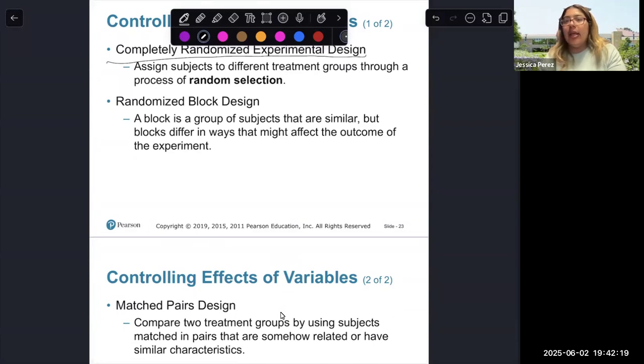So for example, we can be talking about a particular block of people that have diabetes, or people that have high blood pressure, but some have different ages or things of that nature. So they're similar in some kind of way, but maybe the experiment or the treatment can have a different outcome on each person.